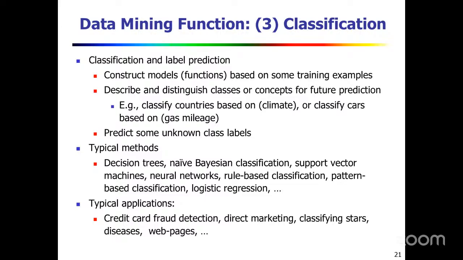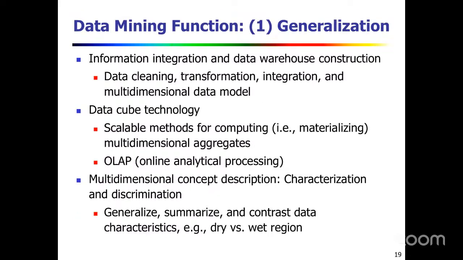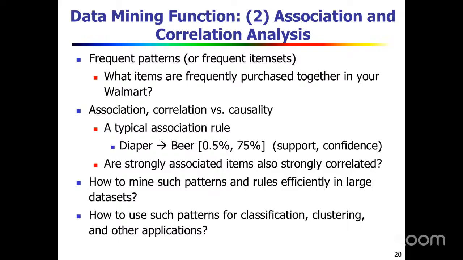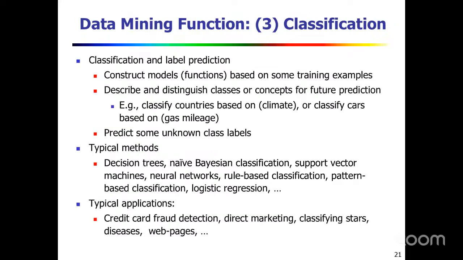And the next one is classification. With this, I will stop the first class. Today is the first class. Data mining functions: the first functionality is generalization, the second one is association and correlation, and the third one is classification. Just remember this.